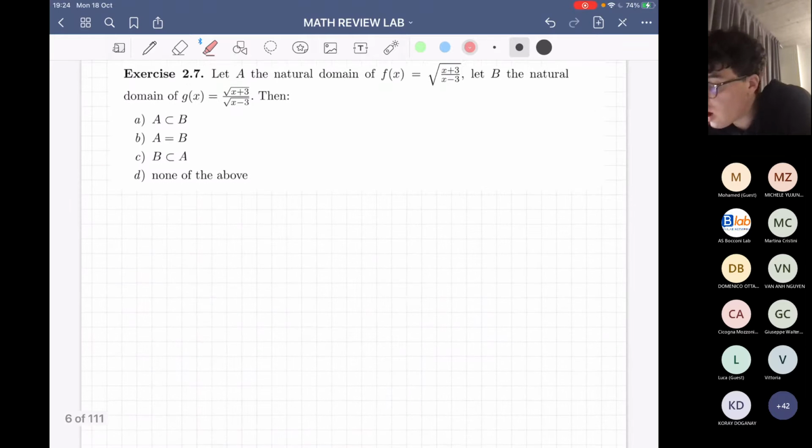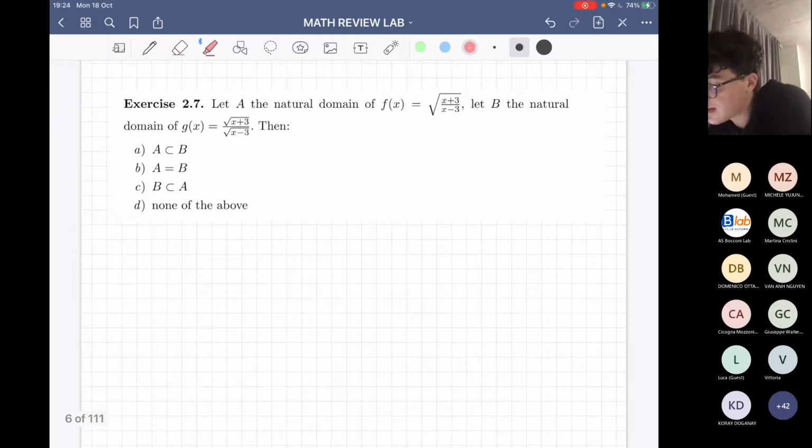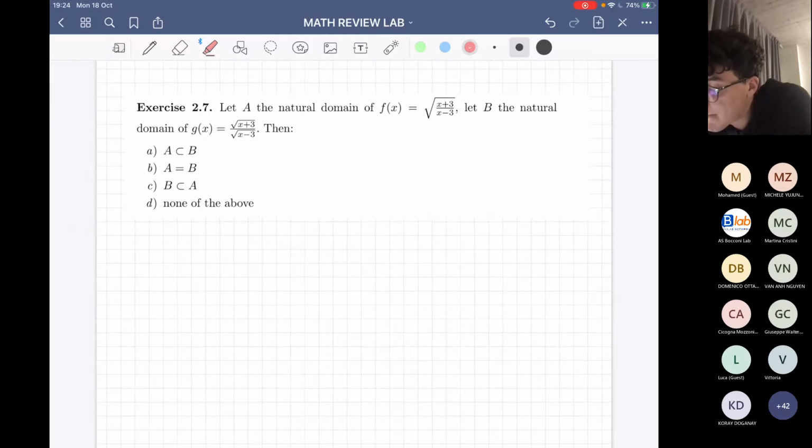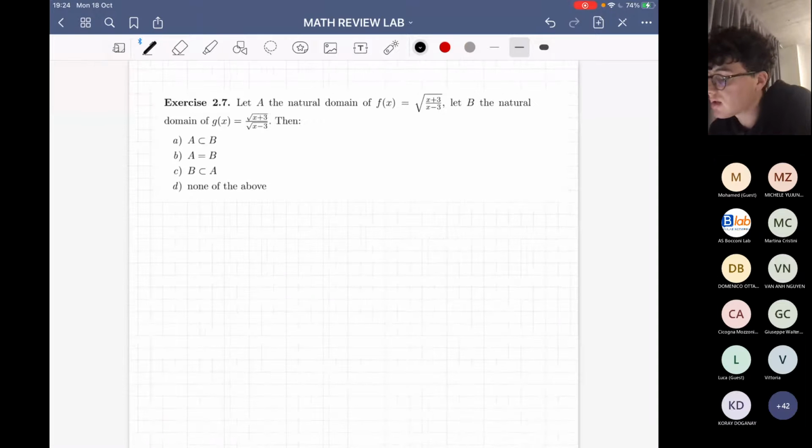Then I go on with another exercise. This exercise is not that difficult. We just consider the natural domain, so the ranges of the functions, and we consider both of the functions. First of all, I would start with the first one.